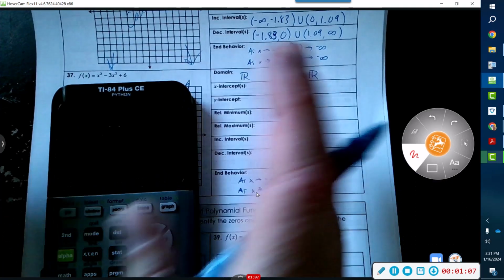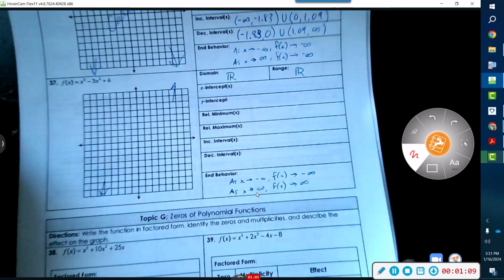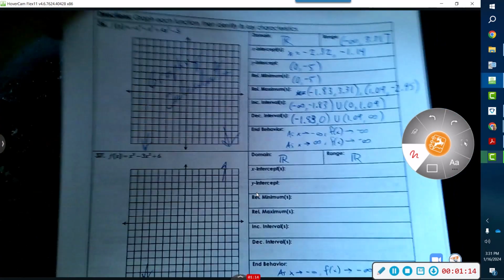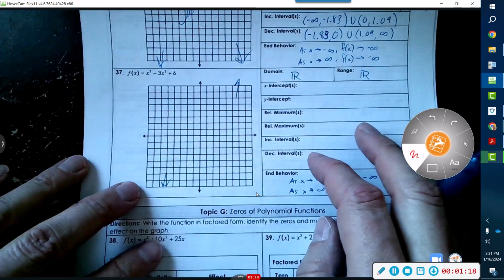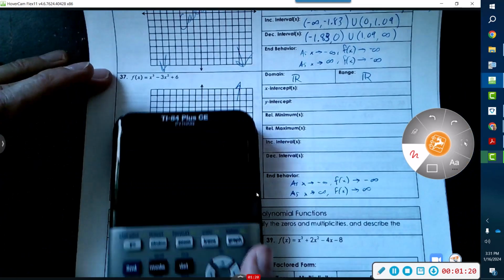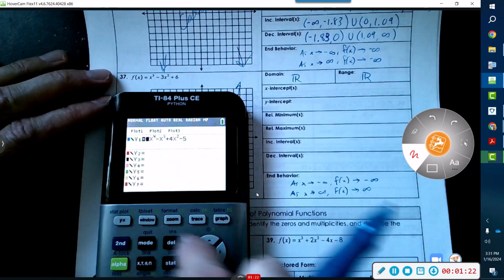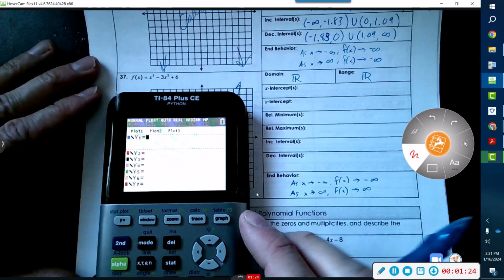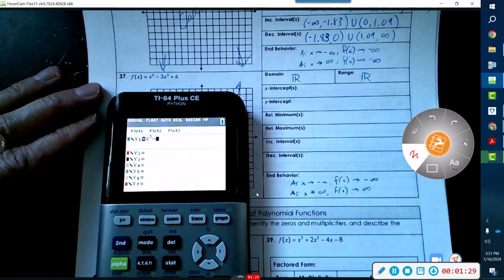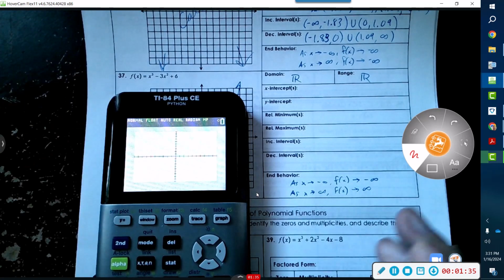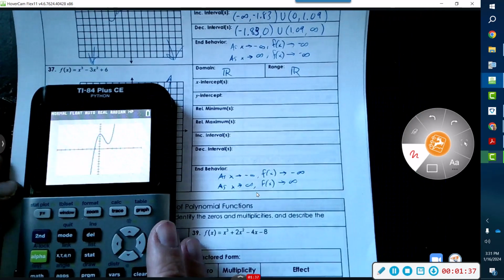Now I know that we could figure out zeros using other methods, like all this stuff, but we're not going to have to. For this stuff, I would want you to use the graphing calculator. So let's go ahead and do that. We're going to go to y equals, clear that out, and now we've got x to the third power, and then minus 3x to the second power, and then plus 6. We'll do a zoom standard. Okay, and we'll take a look at this guy here.